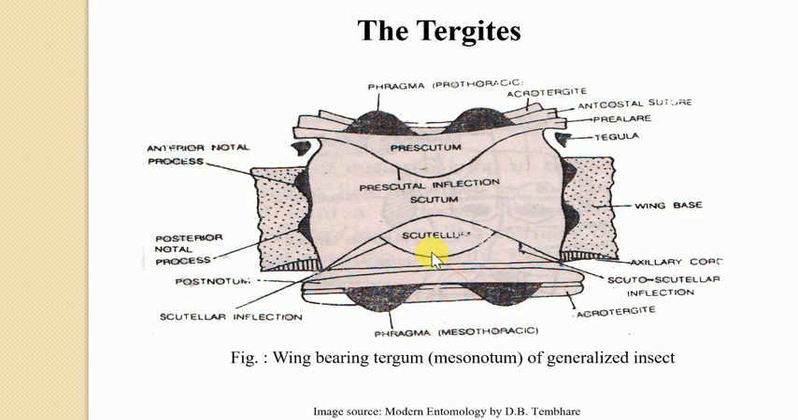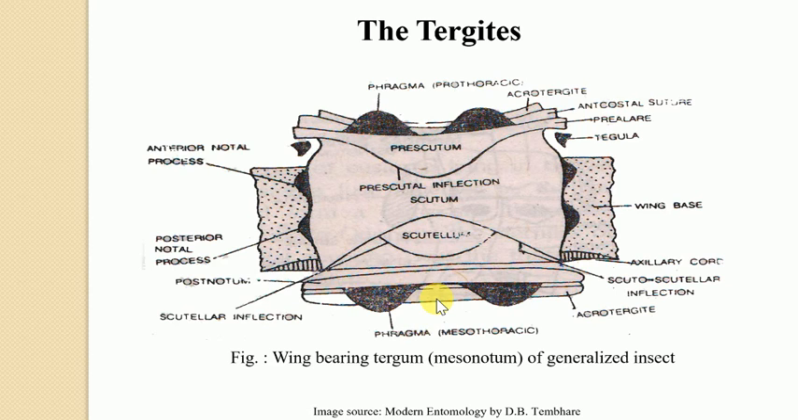So due to the presence of these transverse sutures, the whole area is divisible into the prescutum, scutum and scutellum. In addition, there are two additional sclerites which are intersegmental in origin. From the frontal side there is the acrotergite, and from the posterior part of the tergite there is the postnotum. And in the meso- and metathoracic segments, there are phragmata. These phragmata give the site of attachment for the muscles known as dorsal longitudinal muscles. So this is the tergite.